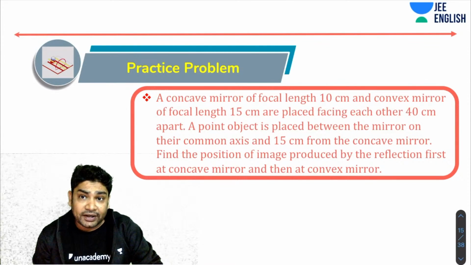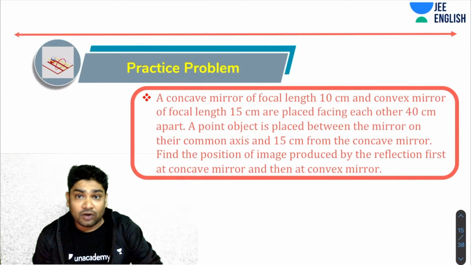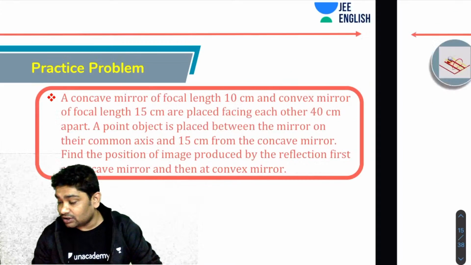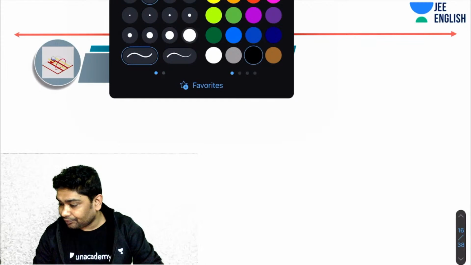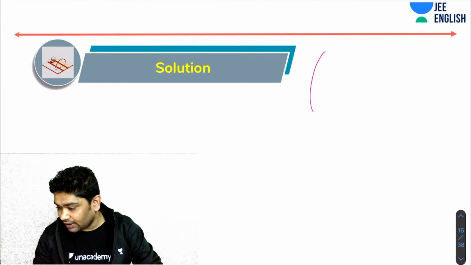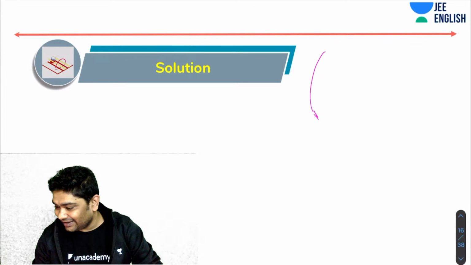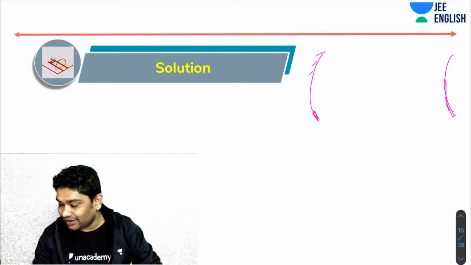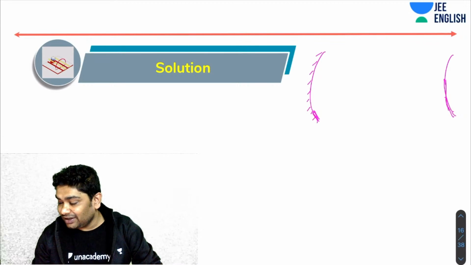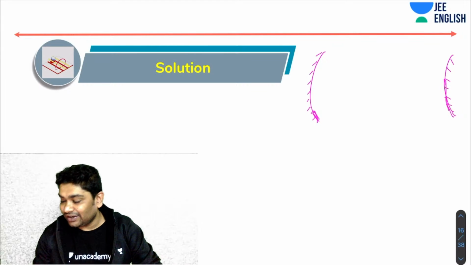So why don't we see how you would have solved this? You've been told a concave mirror of focal length 10 centimeter and a convex mirror of focal length 15 centimeter are placed facing each other. So let's draw ourselves a situation. Let's say you have a concave mirror like this, and a convex mirror like this have been kept facing each other. So this is a concave mirror, and this is the reflecting side. This being the convex mirror, this would be the reflecting side.